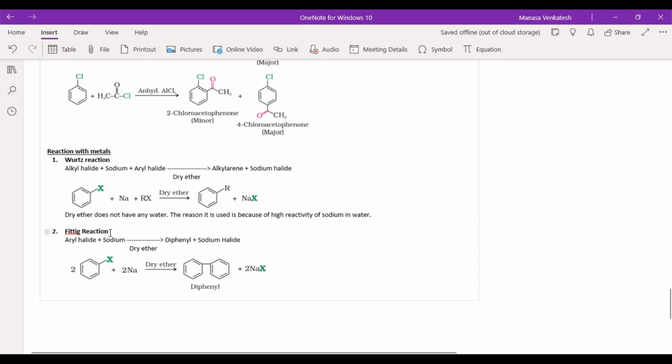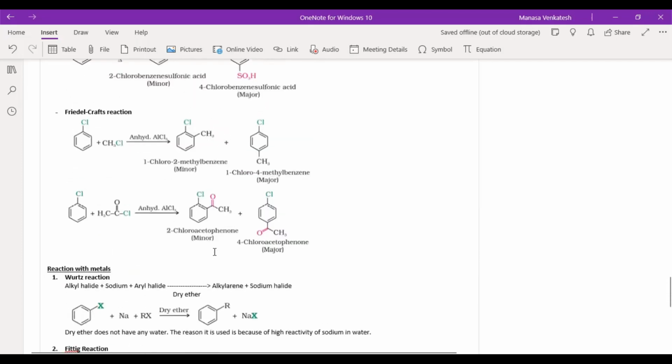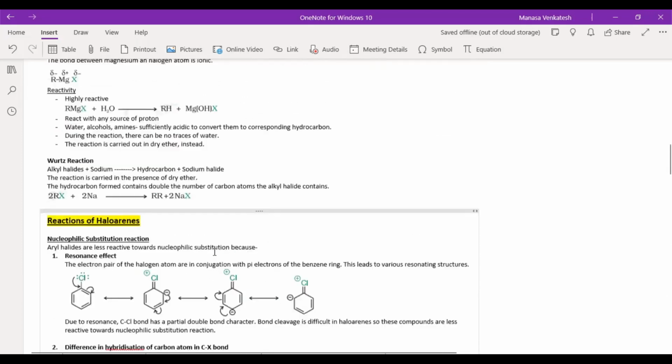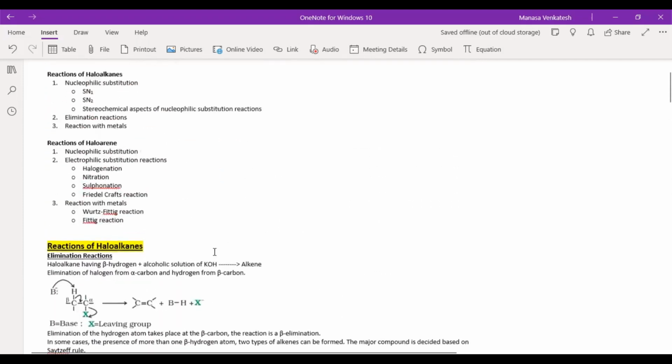Next is the Fittig reaction. So aryl halide is reacting with sodium in the presence of dry ether. It's similar to the Wurtz reaction for haloalkanes. So that the two phenyl groups are going to be bound to give us a diphenyl group. With that, we're done with the chemical reactions of haloalkanes and haloarenes.